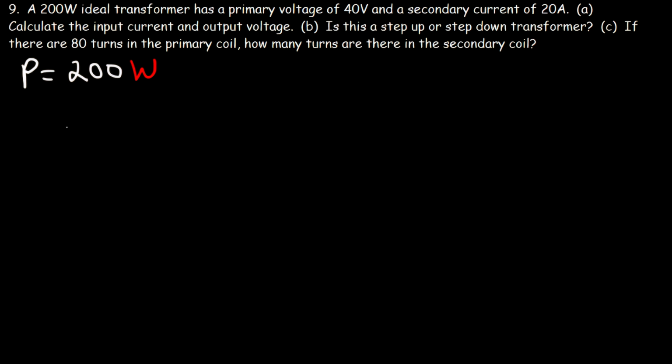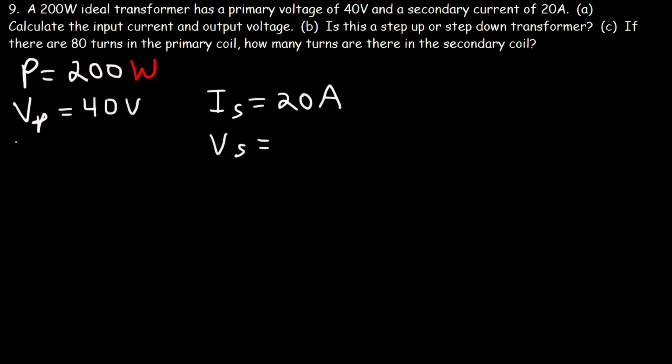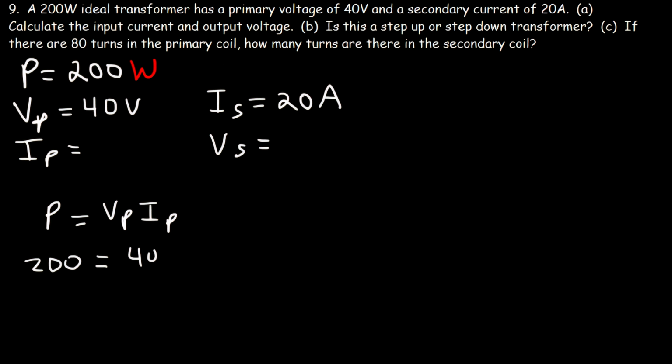And we know that the primary voltage, which is the input voltage, Vp, is 40 volts. And the secondary current, Is, is 20 amps. So what is the secondary voltage? And what is the primary current? So power is equal to voltage times current. The power is 200 watts. The voltage at the primary coil is 40, so we could solve for the primary current. So we need to divide both sides by 40. 200 divided by 40 is 5. So the primary current is 5 amps.